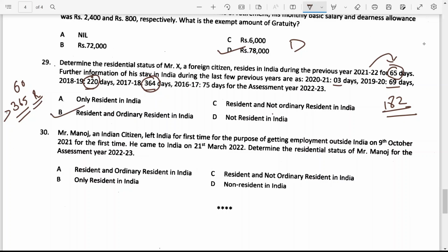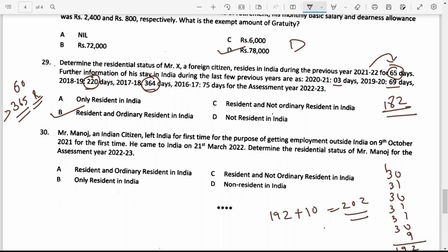Now, Mr. Manoj, an Indian citizen, left India for the first time for the purpose of getting employment outside India on 9th of October 2021. He came to India on 21st March 2022. Determine the residential status of Mr. Manoj for the assessment year 2022-23. So he leaves India for the job purpose. That means exception number 1 is applicable. So if he stays in India for more than 182 days, then only he will become the resident in India. 192 days plus he comes back in India on 31st March. In March also 10 days. So 202 days he stays in India in the previous year.